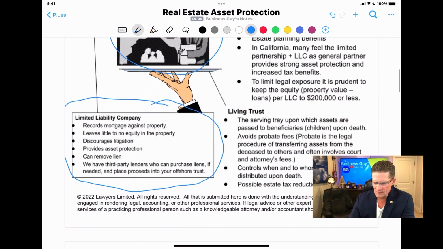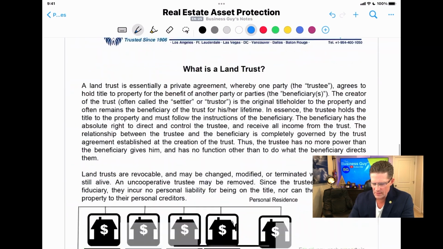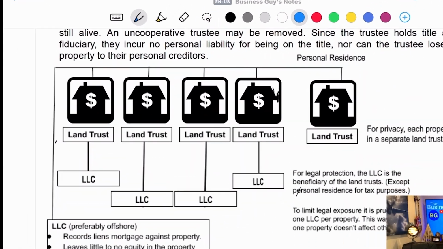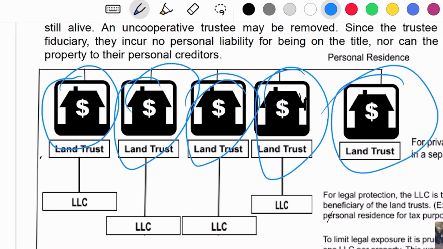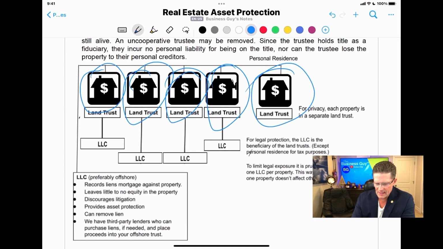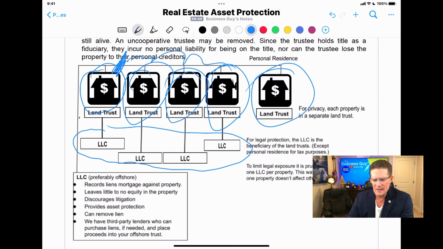So if there's a whole bunch of real estate, what we do, let's go ahead and go down here, we put each property into a separate land trust, you see. Every property is in its own land trust. Your personal residence is in a land trust. And then for the investment property, we put those into separate LLCs. That way, if there's any lawsuit on any one particular property like this one here, it doesn't jump on and take all of your other properties as well. See, they're all separated and segmented because each one is in a separate land trust and each land trust has a separate LLC as a beneficiary.